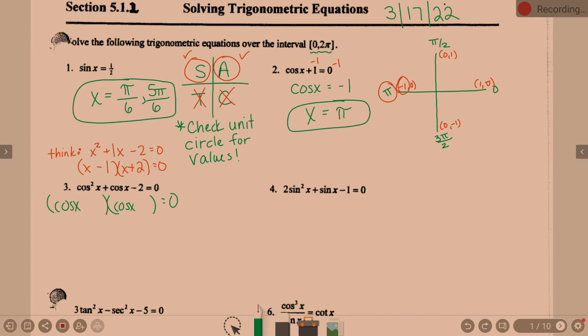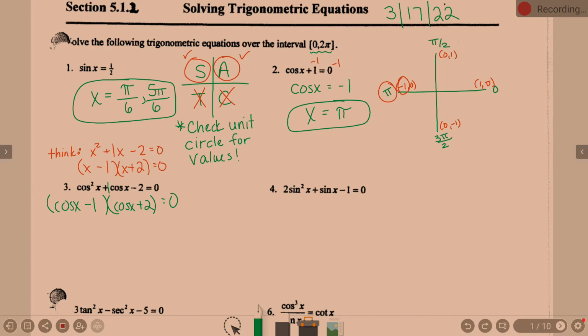Cosine x times cosine x. What were my numbers that multiplied to be -2 and added to be 1? It was -1 and +2. So we're using those algebra skills, but we're using trig with it. What's the next step? Two parentheses multiplied equals 0.